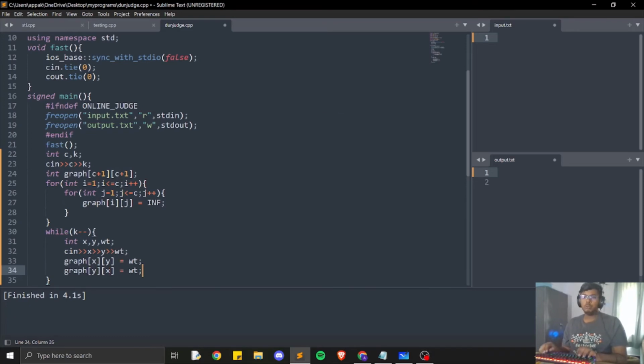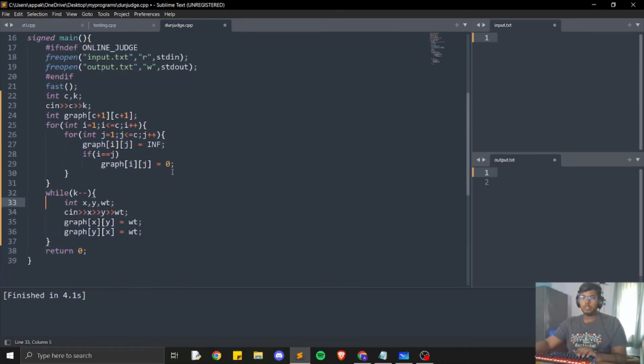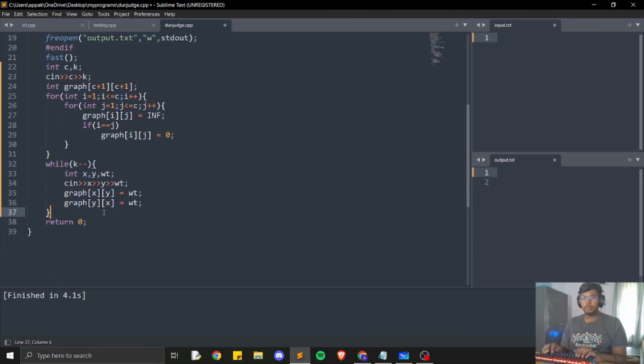We can also do one more addition here: when i equals j, then the graph of i j will become 0, because the cost between two same nodes is always 0. So we'll write if i is equal to j, then graph of i j is equal to 0. So here we have the normal basic input and output code.